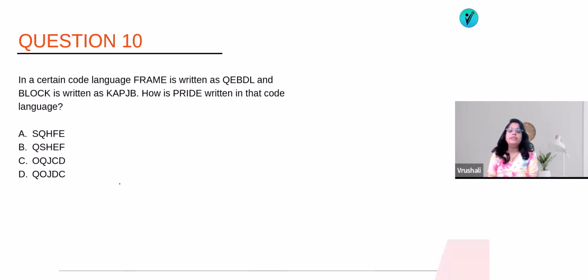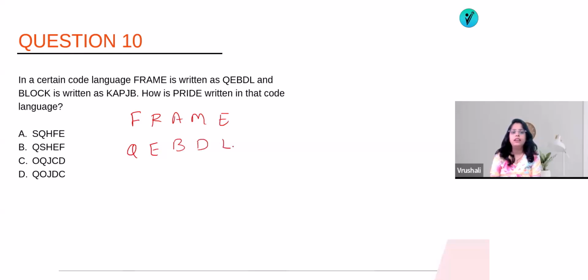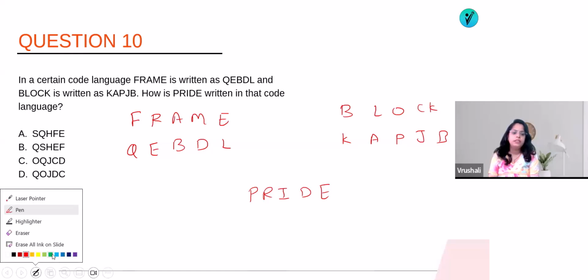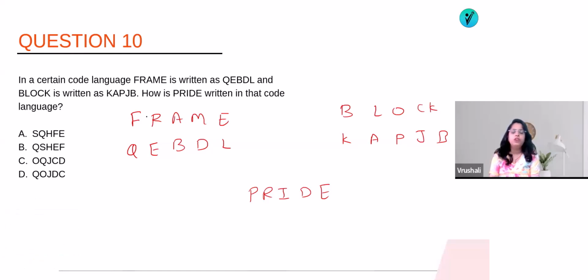In a certain code language, FRAME is written as QEBDL. Similarly, BLOCK is written as KAPJB. Then how will the word PRIDE be written? Now, if you find out the logic here, what will it be?